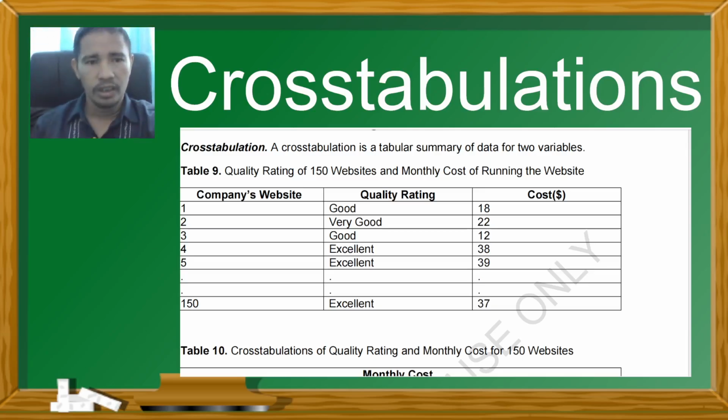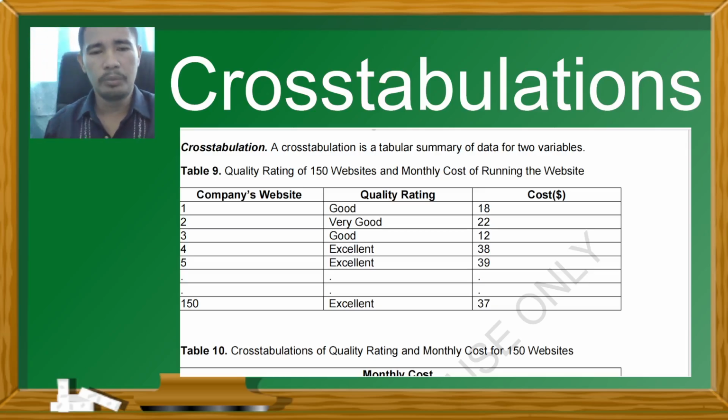As you can see in the table below, in Table 9, we have the quality rating of 150 websites and the monthly cost of running the website. So we have our element here, the company's website, with its variables: quality rating and cost in dollars. These are the different websites, up to 150 websites. And we have here the quality rating with good, very good, and excellent, and the cost of having that particular website.